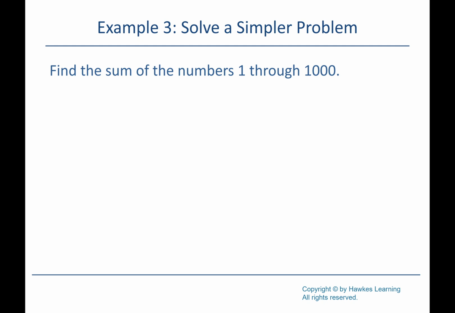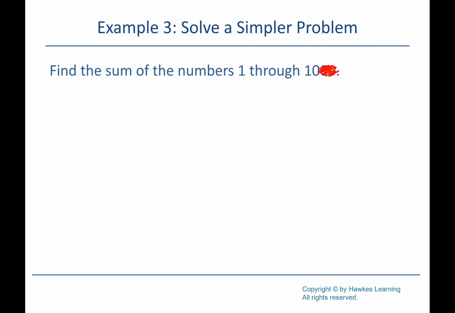So we can think about a smaller version of this and see if we can figure out a way that would work. That's our problem-solving strategy. We're going to solve a simpler problem. So maybe instead of 1 through 1,000, let's think about how we could do 1 through 10. Here's the trick, and see if you can figure out what's going on here.